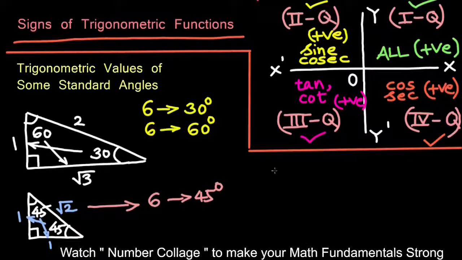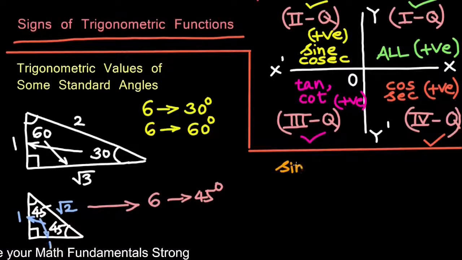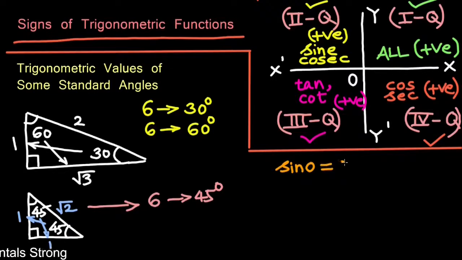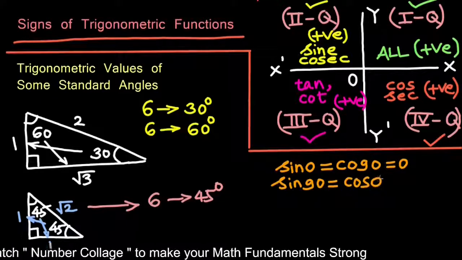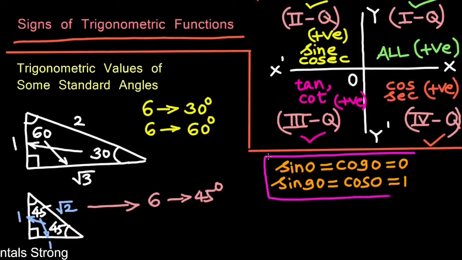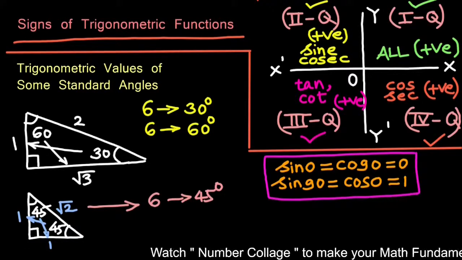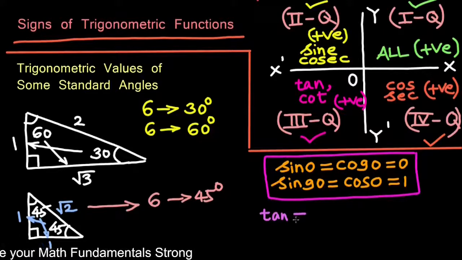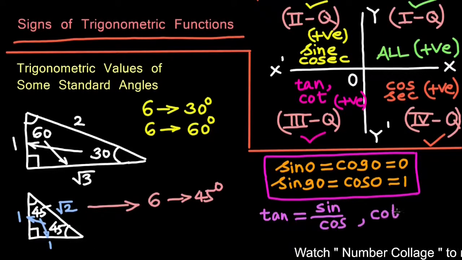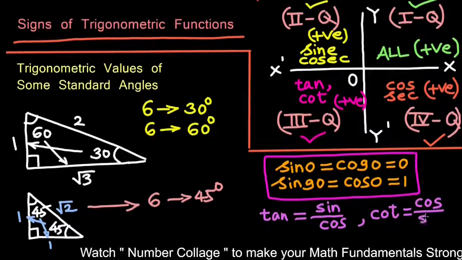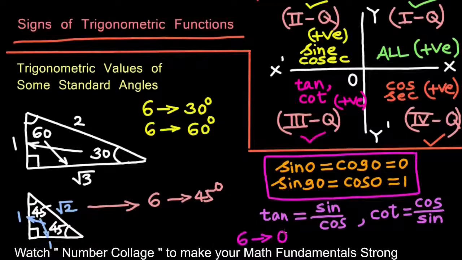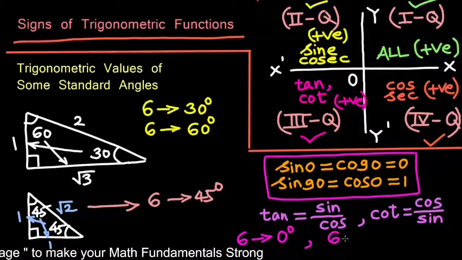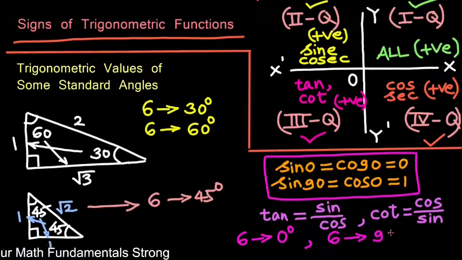And finally, you have to remember a set of these relationships. Sine 0 equals cos 90 equals 0 and sine 90 equals cos 0 equals 1. This set of relationships, along with the trigonometric relations tan equals sine by cos and cot equals cos by sine, can give you another 6 trigonometric values for angle 0 degrees and 6 trigonometric values of angle 90 degrees.